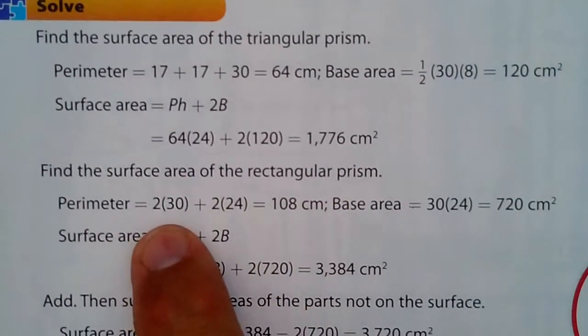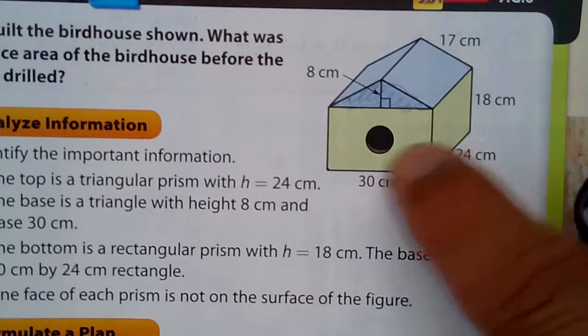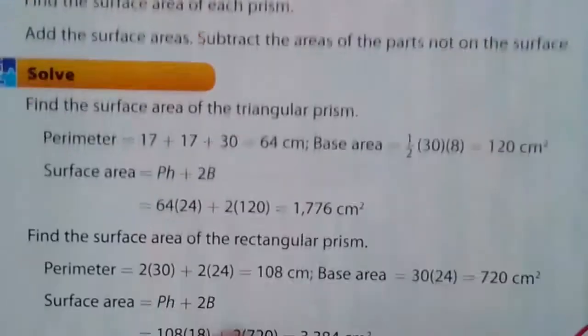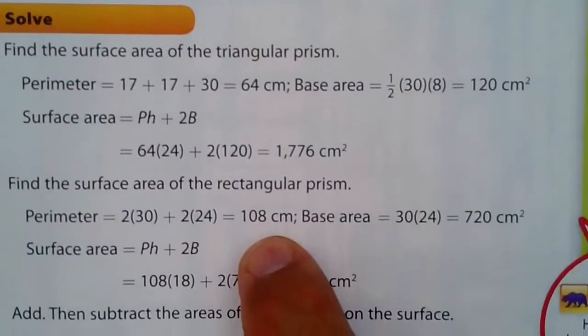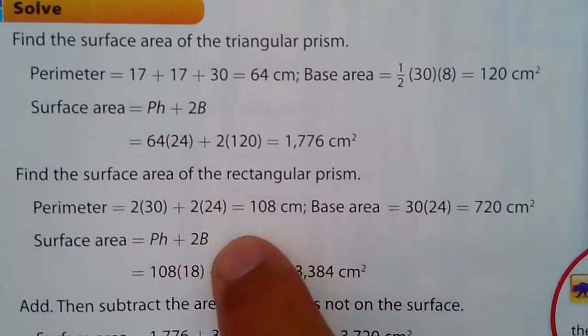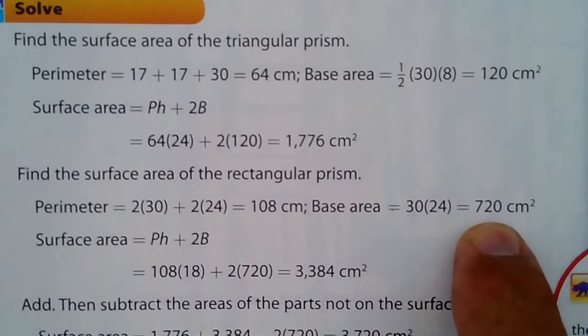Perimeter of the base, 2 times 30 plus 2 times 24. So 2 times 30, because there's 2 of those, 2 times 24, because there's 2 of those. And you can't see the other side, but you have to imagine. And that's 108. Then the base area is 30 times 24, which is 720.